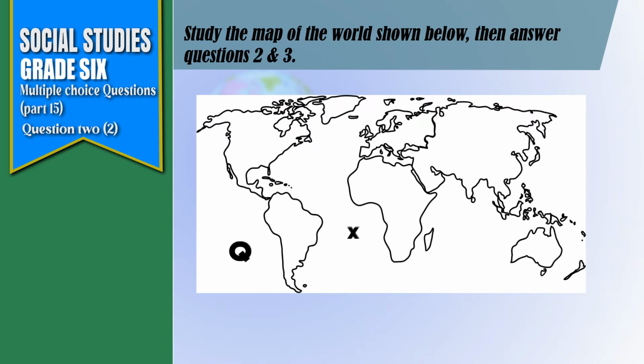For question 2. Questions 2 and 3 are based on the map of the world. So you have to study it very carefully, and then you'll be able to write the answers for questions 2 and 3. So the map there shows the continents, and there are some letters to identify specific areas on the map. Study it very carefully so that you can answer questions 2 and 3.